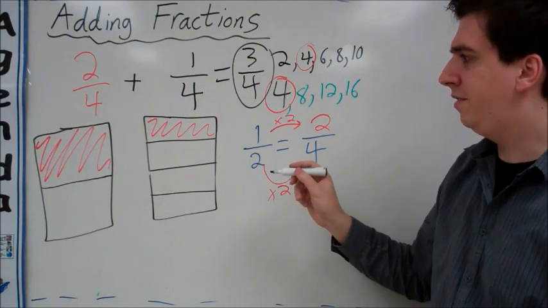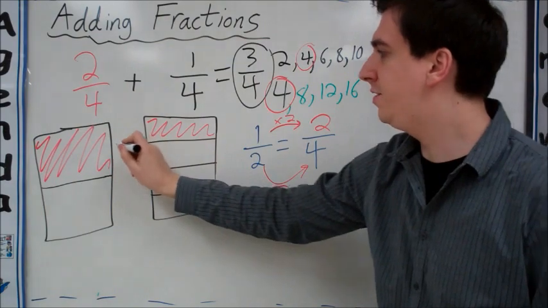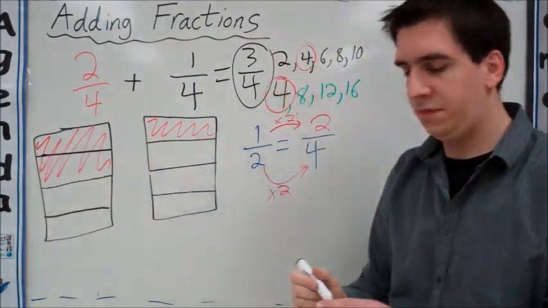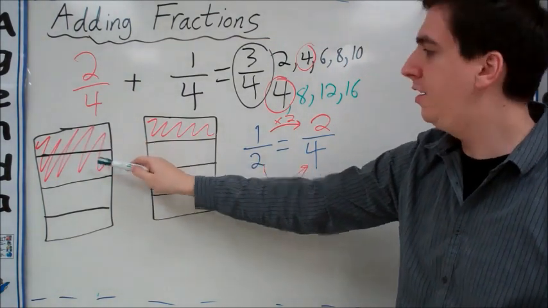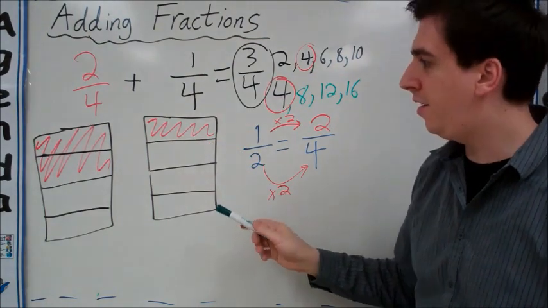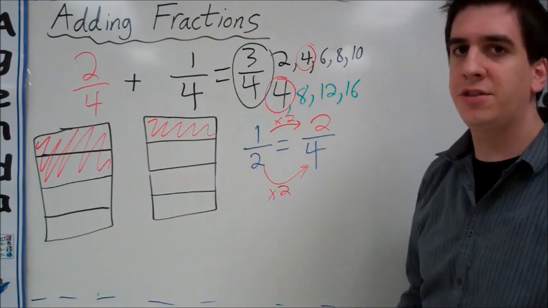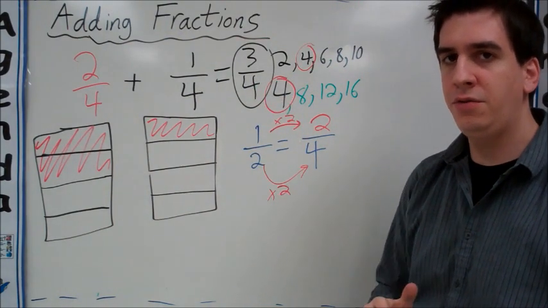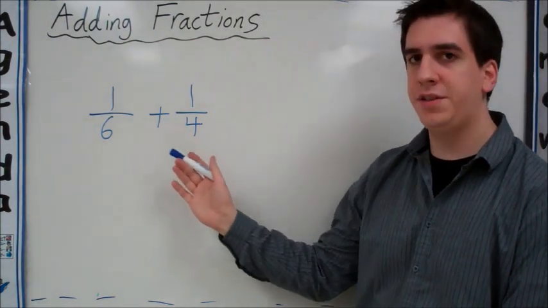Let's look at this picture though. I changed this 1/2 into fourths. I'm just going to cut these into fourths now. So now I have fourths shaded in. I have 2 fourths shaded in, and I have 1/4 shaded in. How many fourths do I have altogether? 1, 2, 3. We have 3/4 of that shaded in. We're going to do one more example, and then I'm going to let you try some on your own. In our final example today, we're going to look at 1/6 plus 1/4.